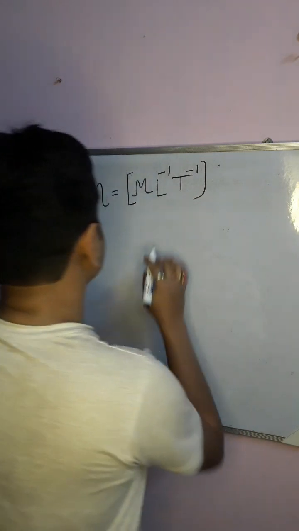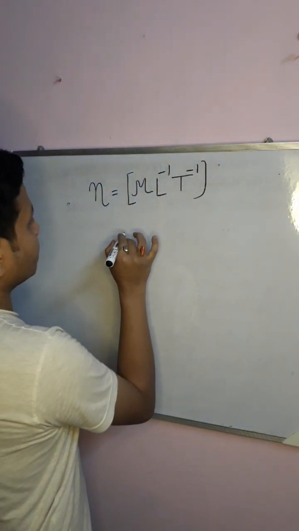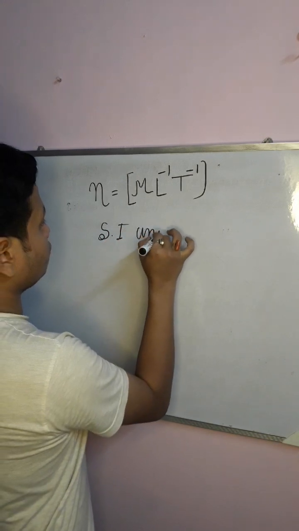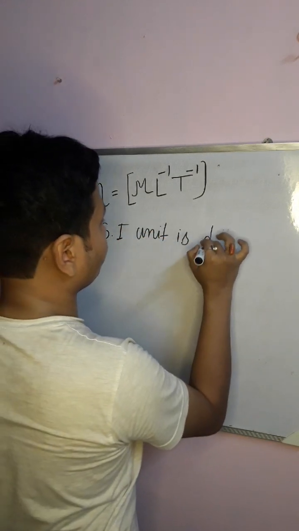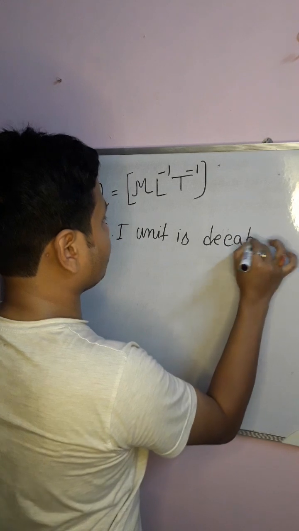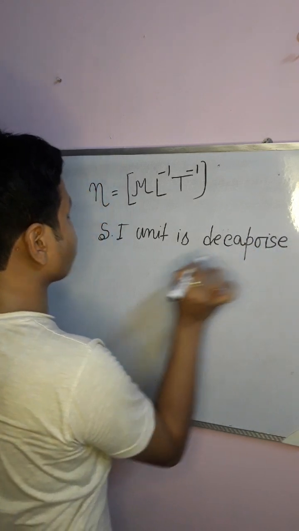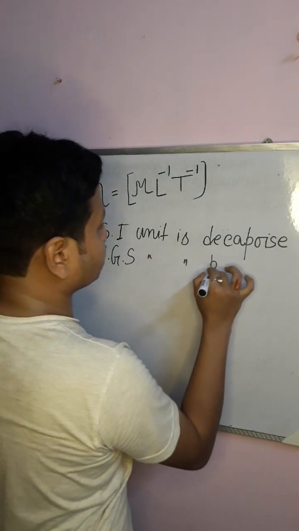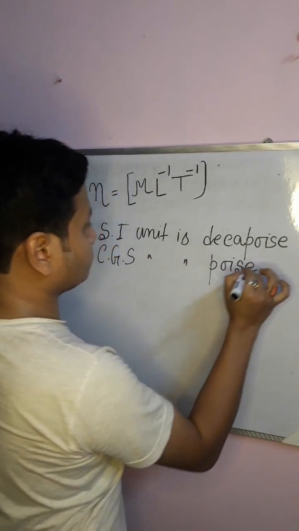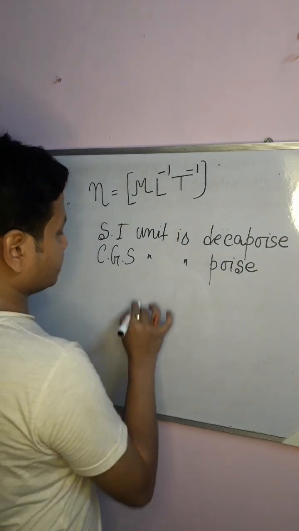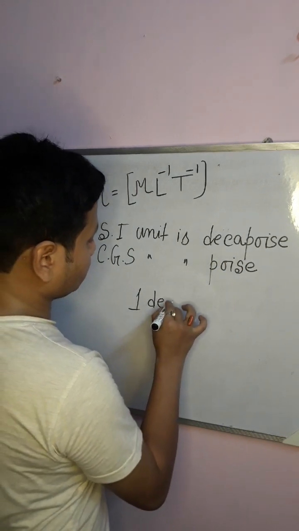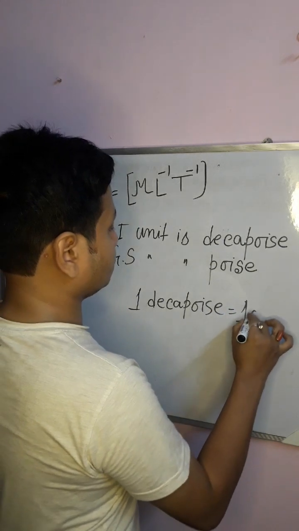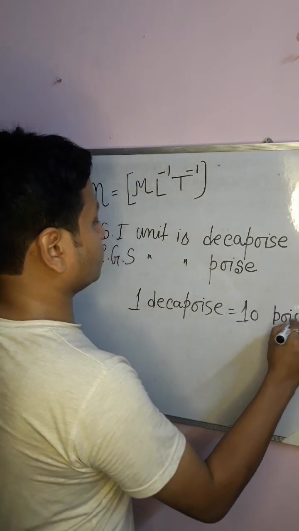Now eta is measured in terms of decapoise and poise. The SI unit is decapoise, and its CGS unit is poise. And there is a relation between them: 1 decapoise equals 10 poise.